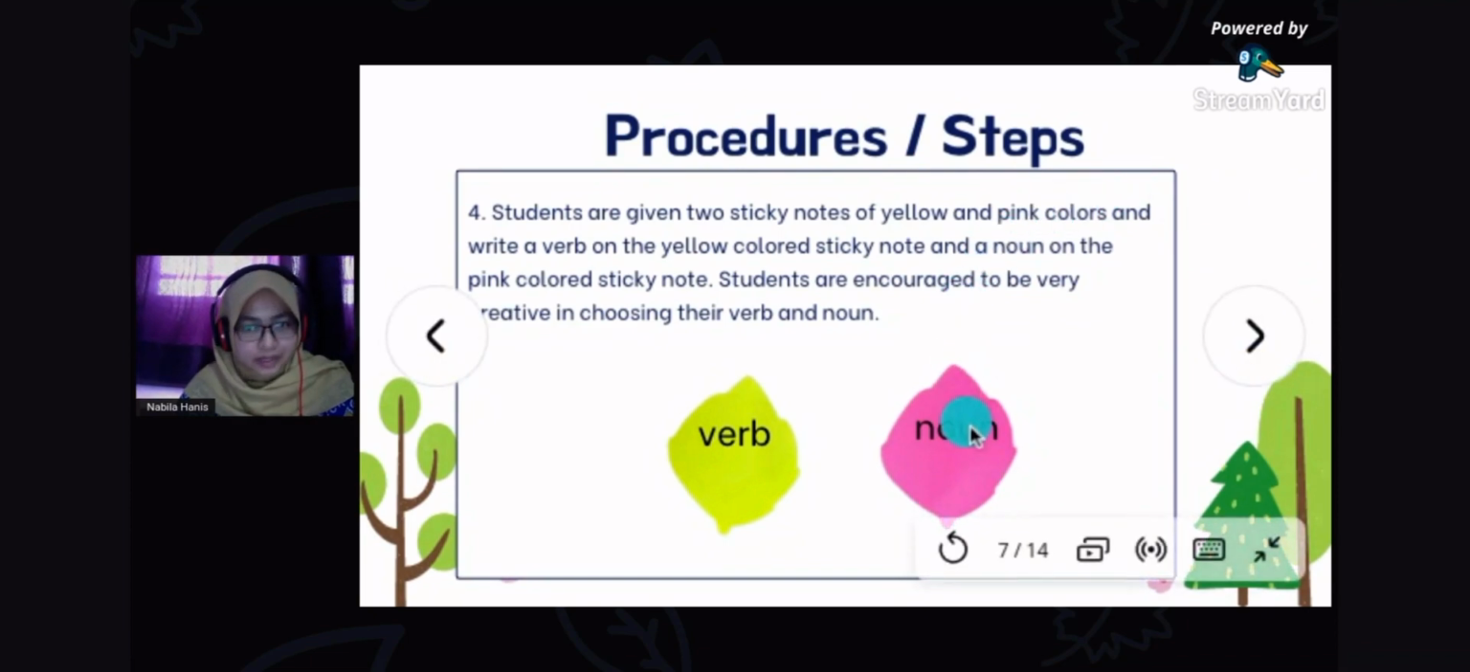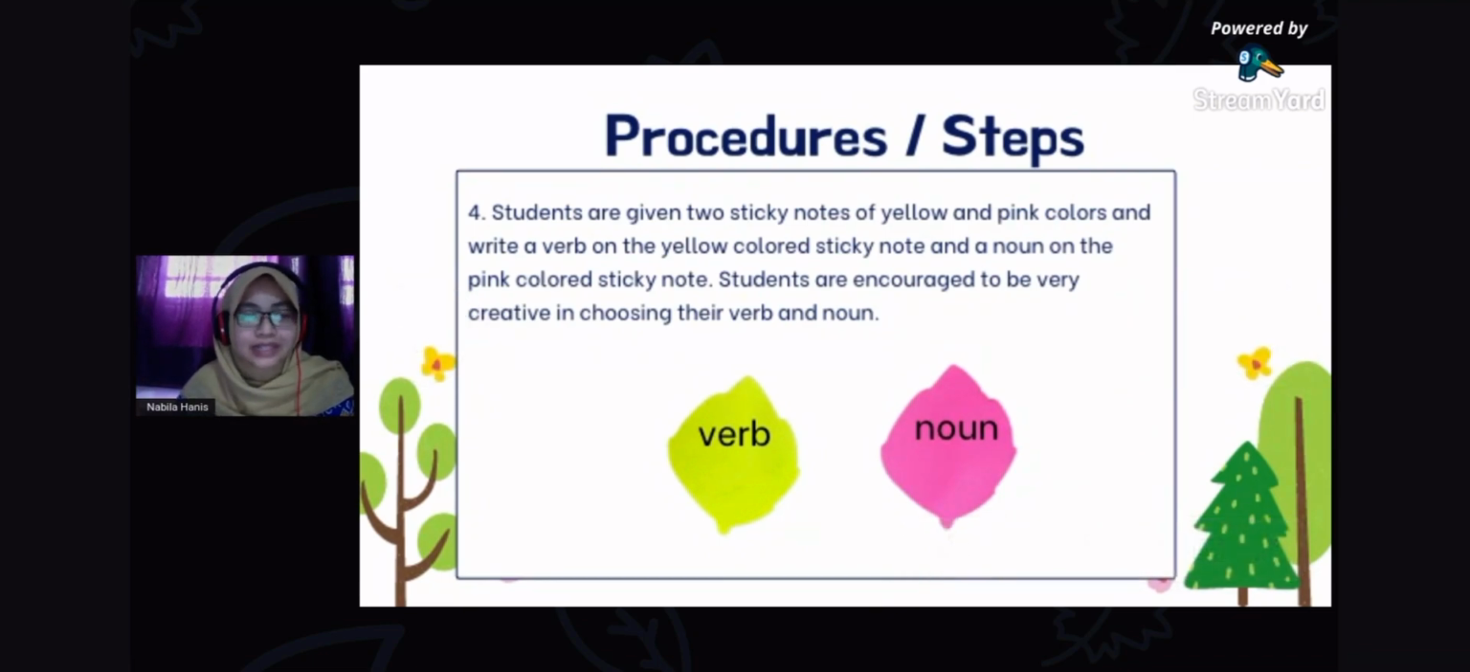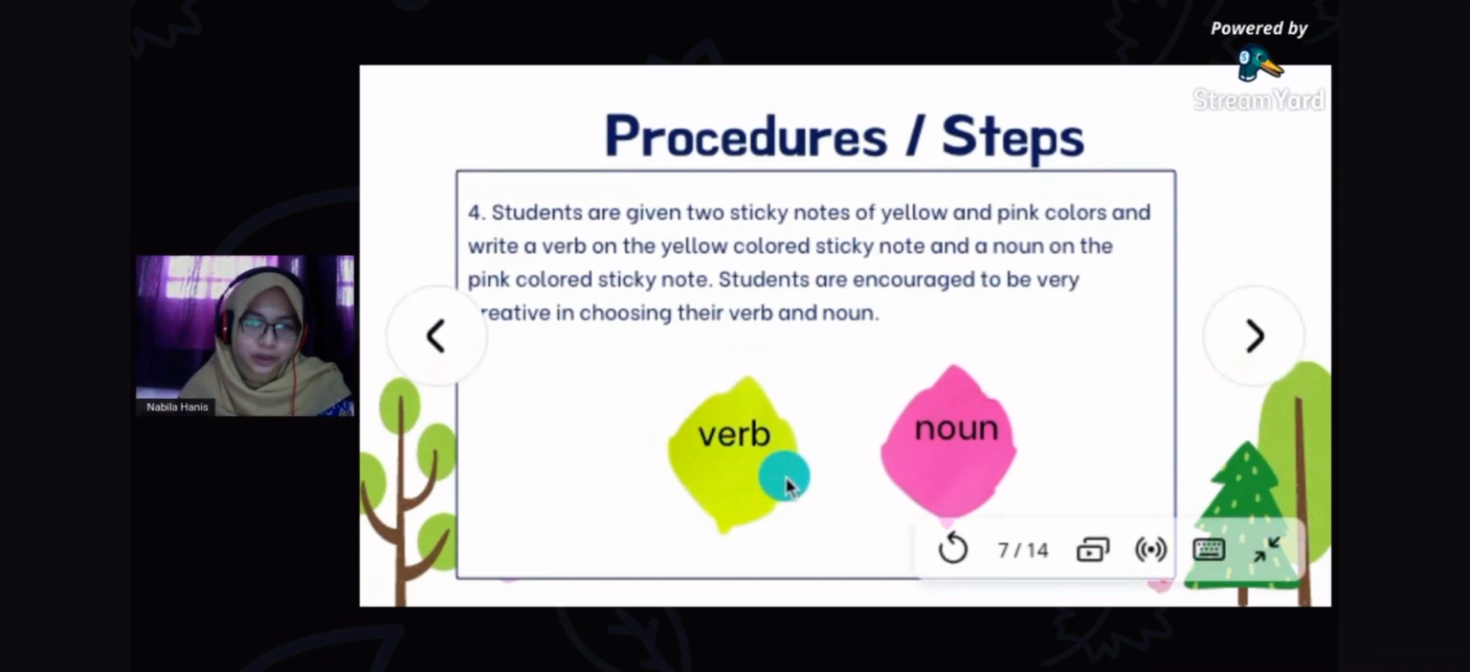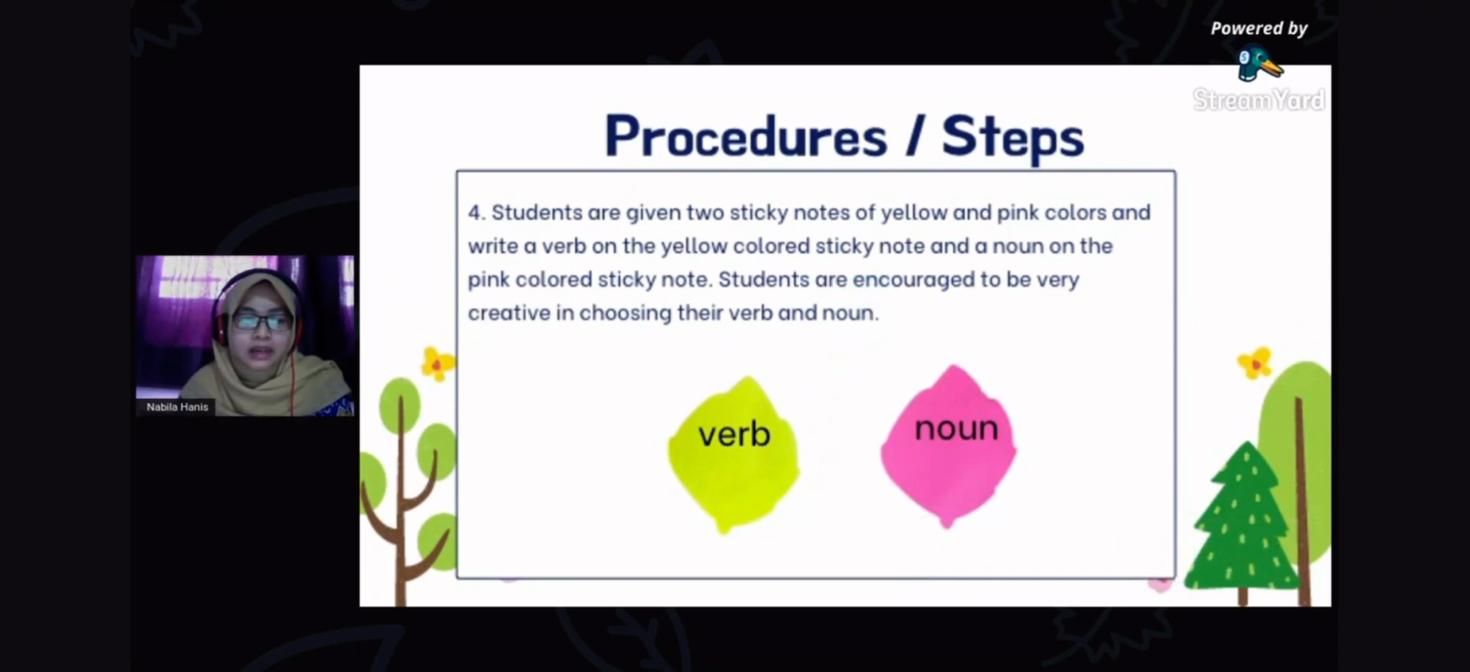So at this phase, students already know what verbs and nouns are because they already did an introductory activity previously in understanding the concept of nouns and verbs, when they were asked to circle verbs and nouns that they found in the storybook. All right, so now they are required to identify either verbs or nouns and write them on the sticky notes. So at this point, students are encouraged to be very creative in choosing their verb and noun. And those verbs and nouns can be those that are available around them.